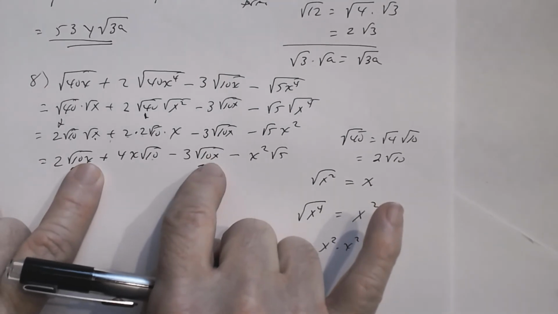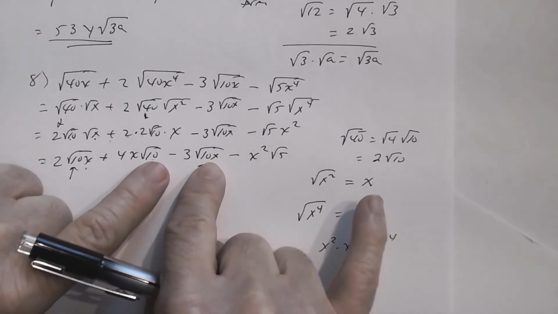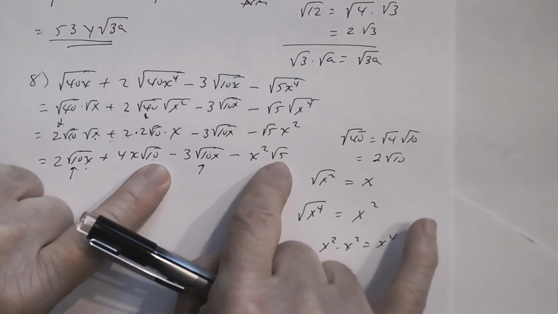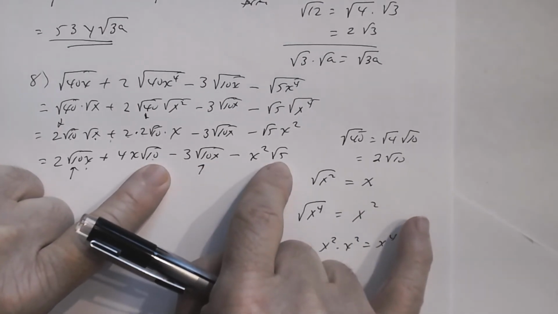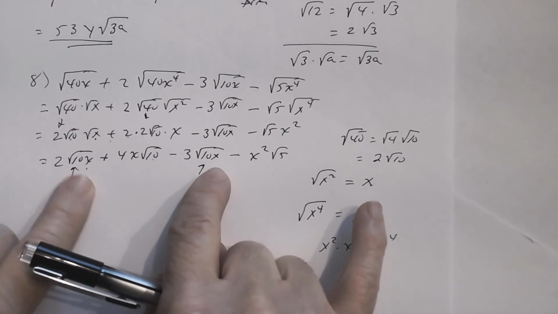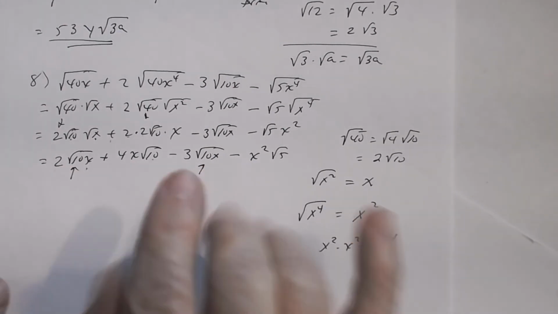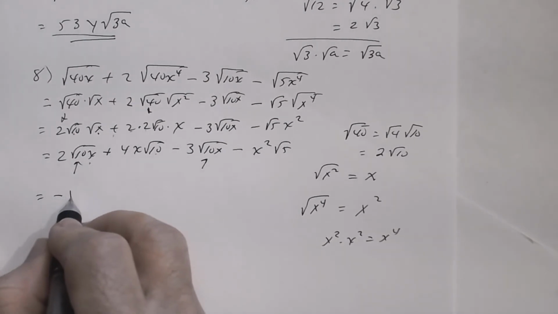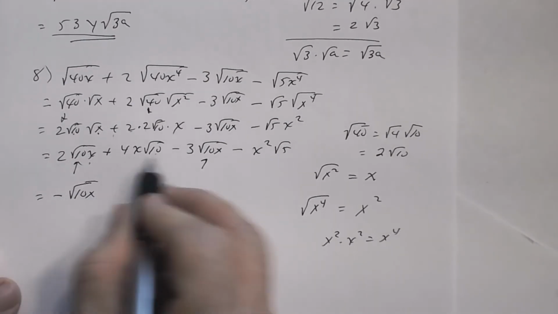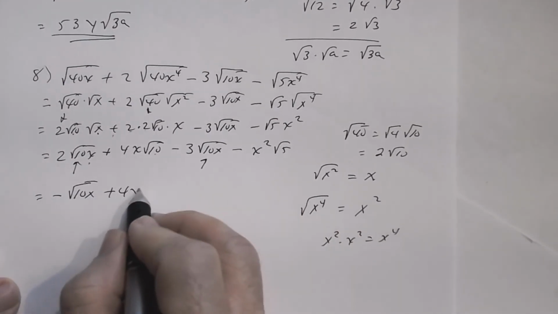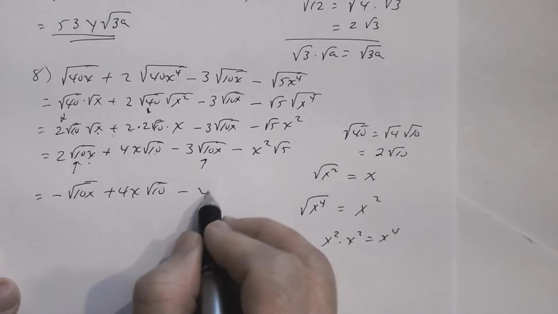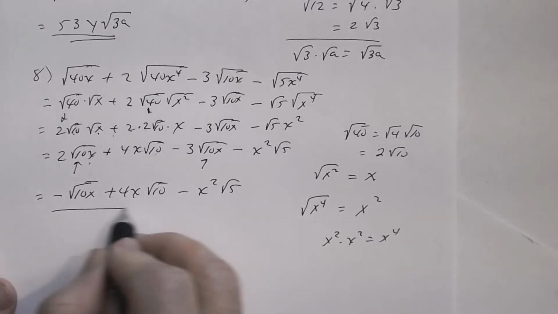The radicand is 10x, the radicand is 10x. Okay? Here, my radicand is 10. Here, my radicand is 5. So those are the only two. So it's 2 and a negative 3. Okay, negative 1. So I get negative square root of 10x, and just rewrite the other two, plus 4x square root of 10 minus x squared square root of 5.